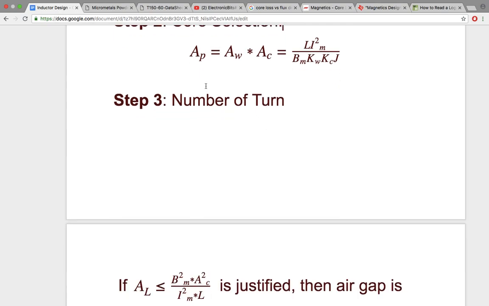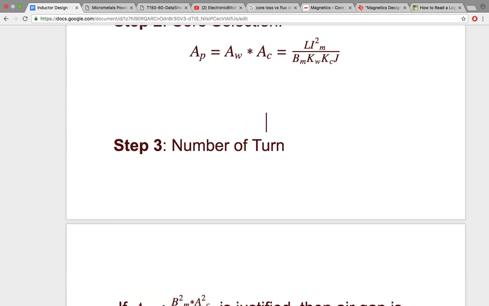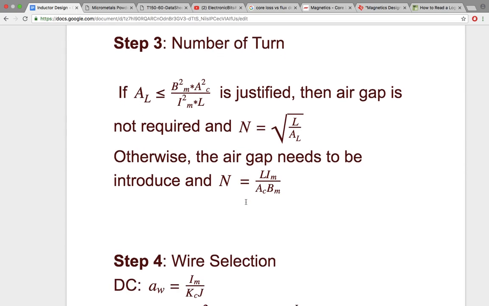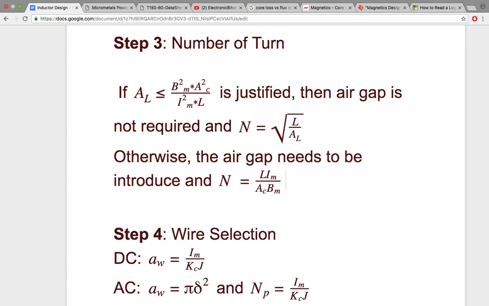Then number of turns calculation. So basically we follow this algorithm. We just check the inequality. If it is justified, we need not introduce an air gap, and we use the AL formula for calculating the number of turns. Otherwise, an air gap needs to be introduced, and then we'll use the Ampere's law formula for calculating the number of turns.